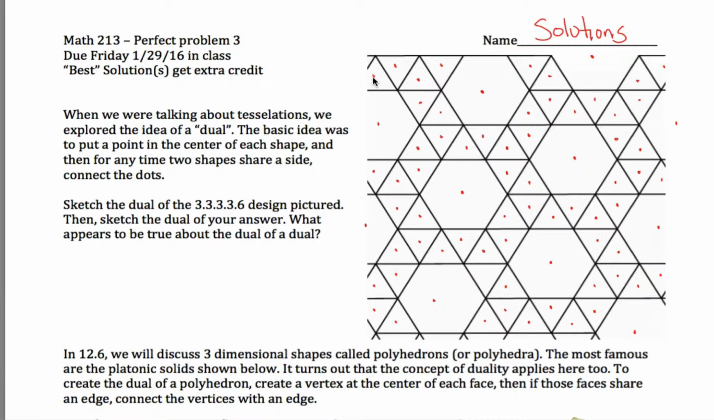So for example, I'm going to draw a line from here to here. And the reason I'm going to do that is because this triangular face and this hexagonal face share this edge right here. But I'm not going to draw a line right here because this hexagon and this triangle do not share an edge. Like, what about that little point right there? No, that's a vertex, that's not an edge.